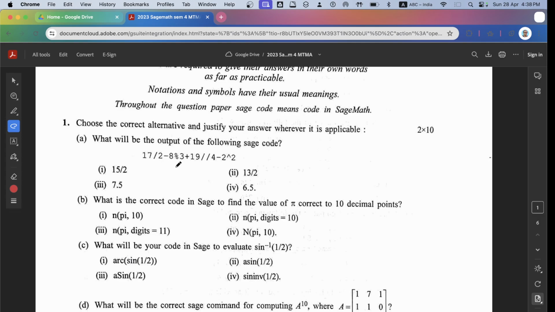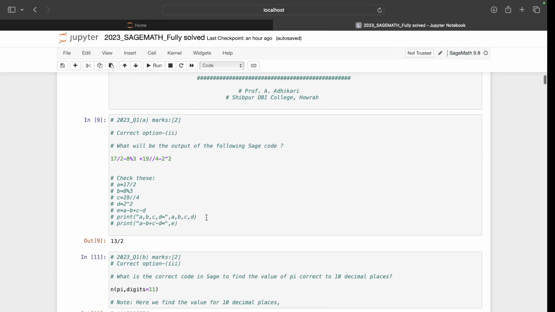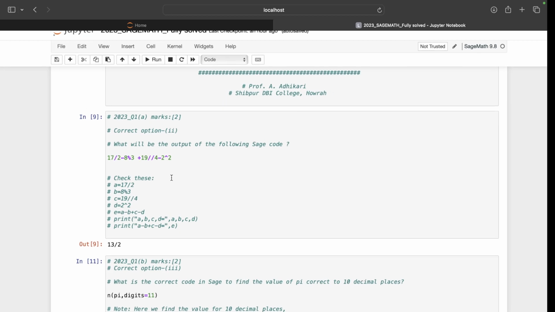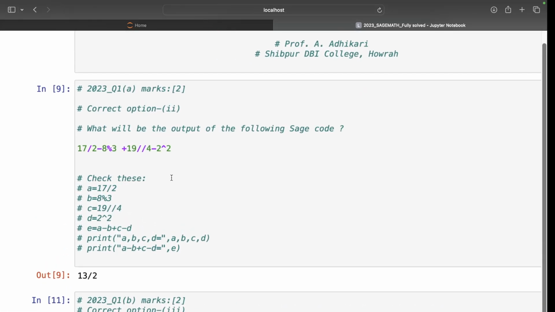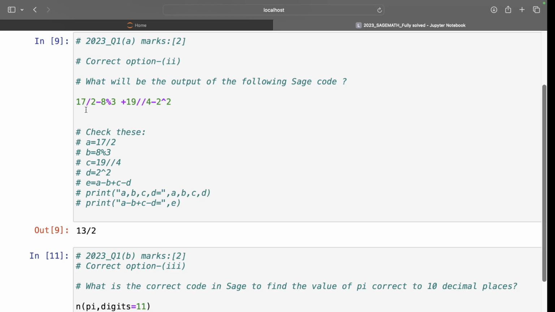17/2 - 8 % 3 + 19 // 4 - 2^2. The question 1A. First we check this part separately.